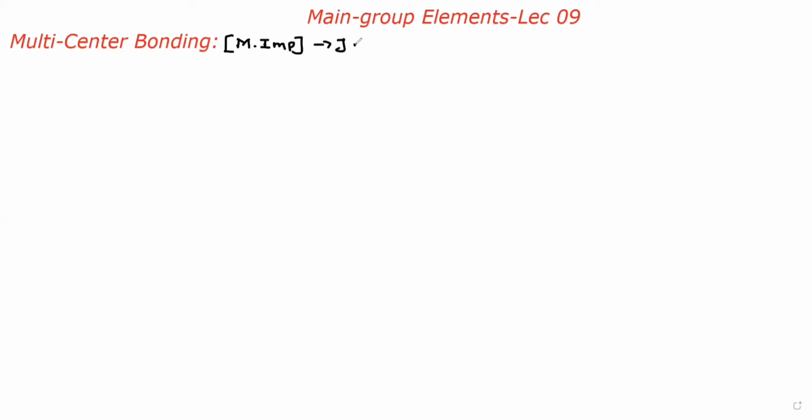Before I explain multi-center bonding, I'm going to discuss what a covalent bond is. What is a general covalent bond, and what is the difference between a general covalent bond and a multi-center bond? First I'm going to discuss that part, then I go for examples.